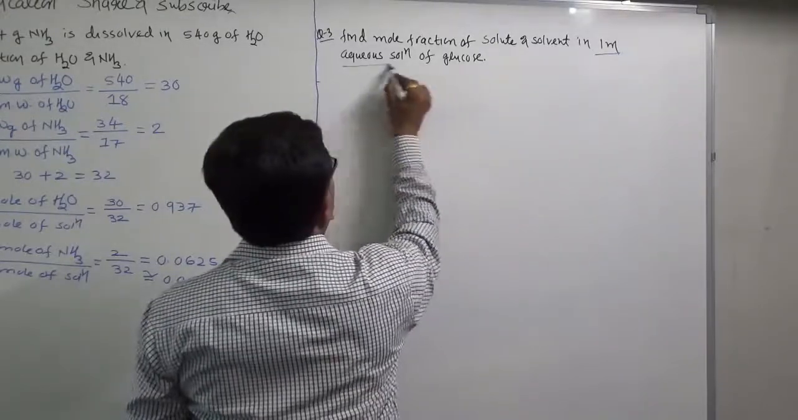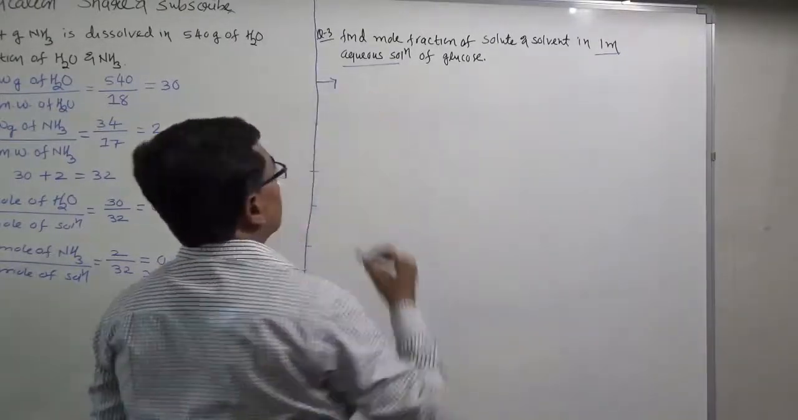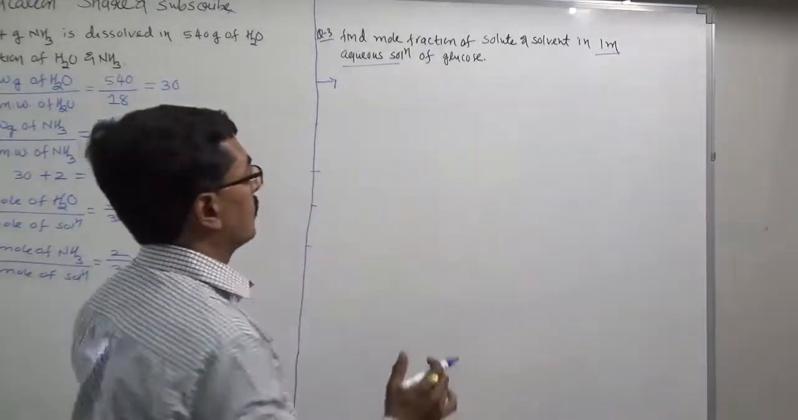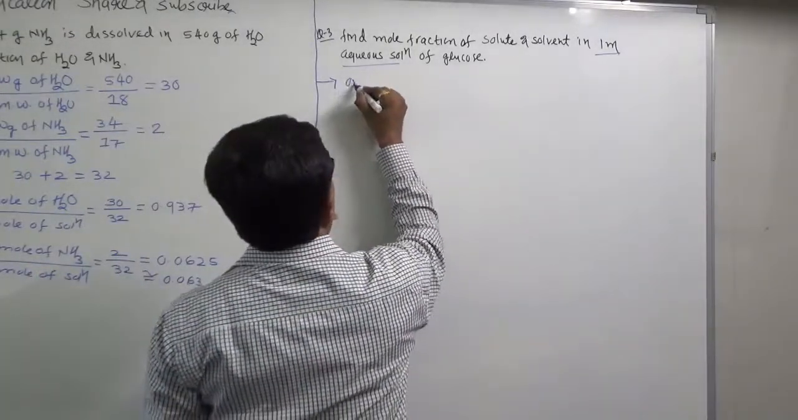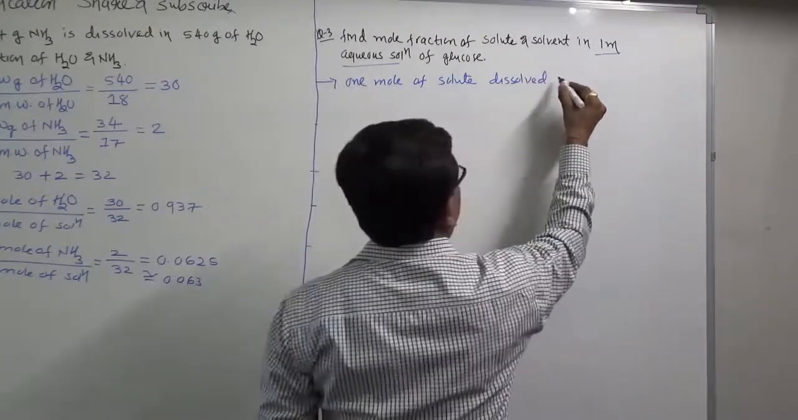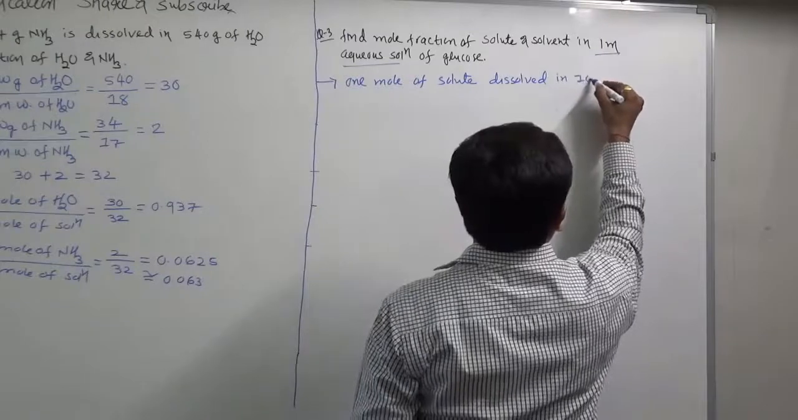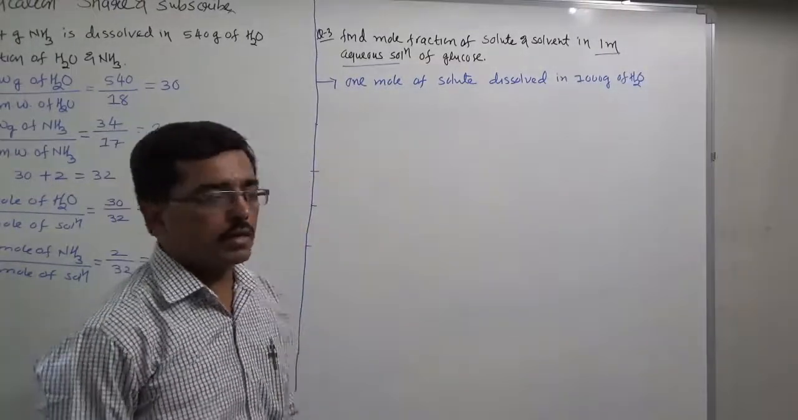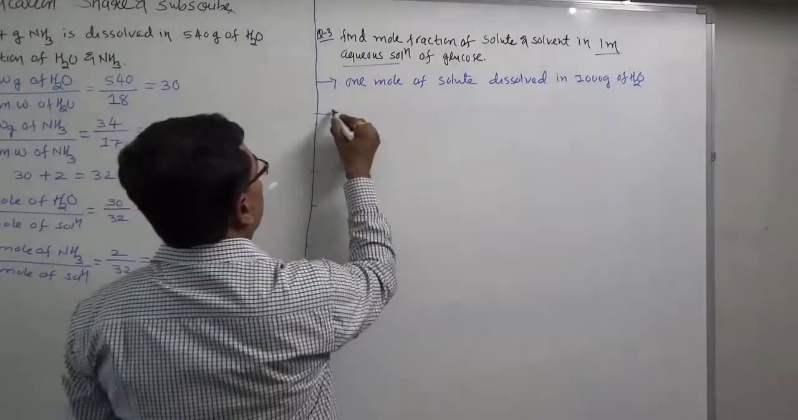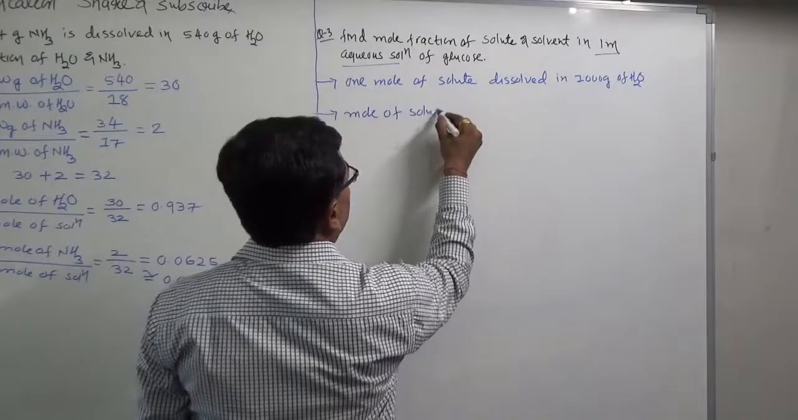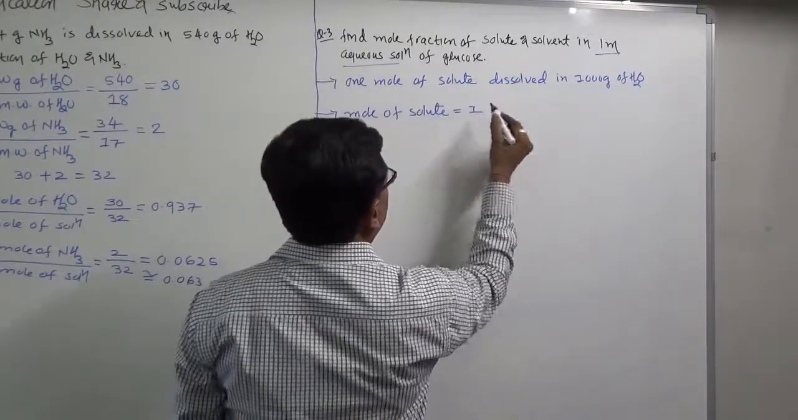Now the meaning of 1 molar aqueous solution is that 1 mole of solute is dissolved in 1000 gram of water. So we can write that 1 mole of solute is dissolved in 1000 gram of water. So now we know the mole of solute. It is fixed for us: mole of solute is 1.